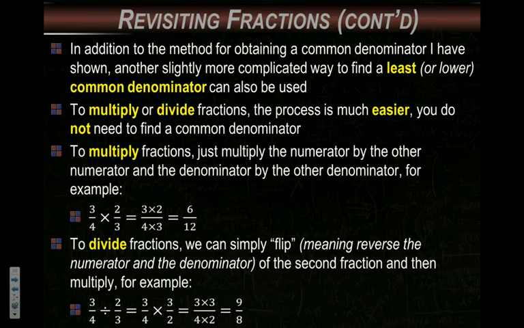To multiply, all you've got to do is multiply the two numerators and multiply the two denominators. So here you can see 3 over 4 times 2 over 3 is just 3 times 2, 4 times 3, 6 over 12, you're done.